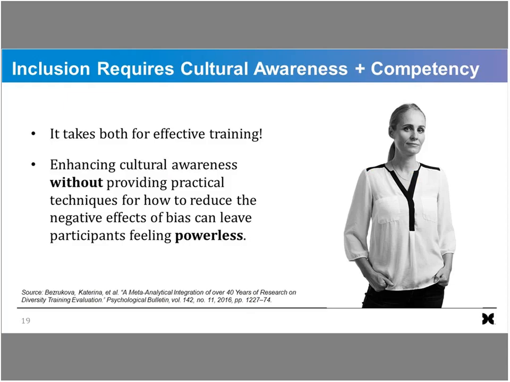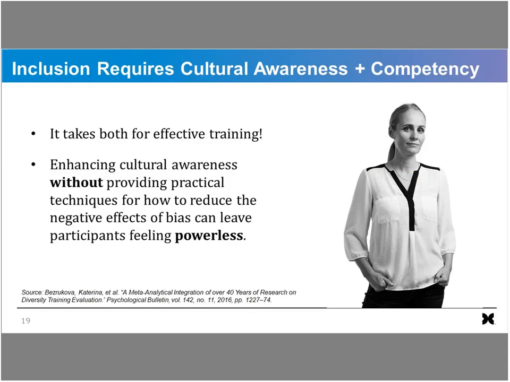So here are some inclusion rules. It takes both, not just for effective training, but it takes both to have a powerful culture. Without cultural awareness, having competency leads to frustration, and cultural competency without awareness leads to indifference. We don't want our participants, and more importantly, we don't want our employees feeling powerless and certainly not marginalized. So we have to understand that it takes both, and we need to be able to create the rules and the tools to be more aware.